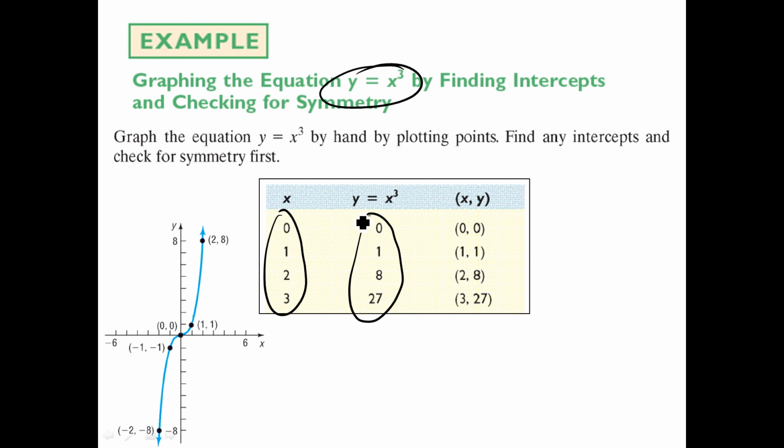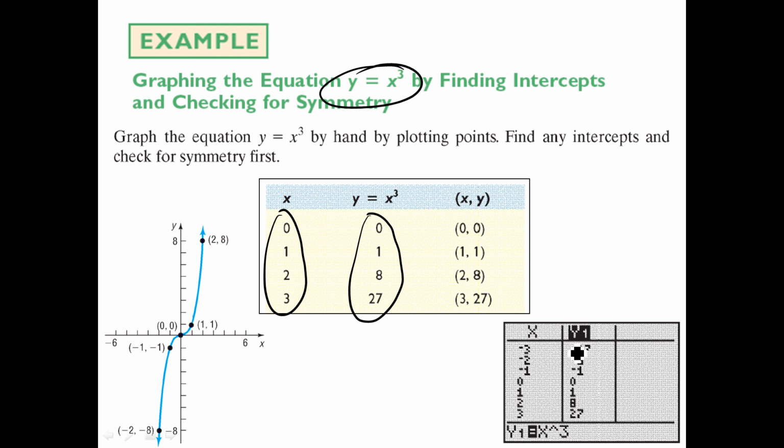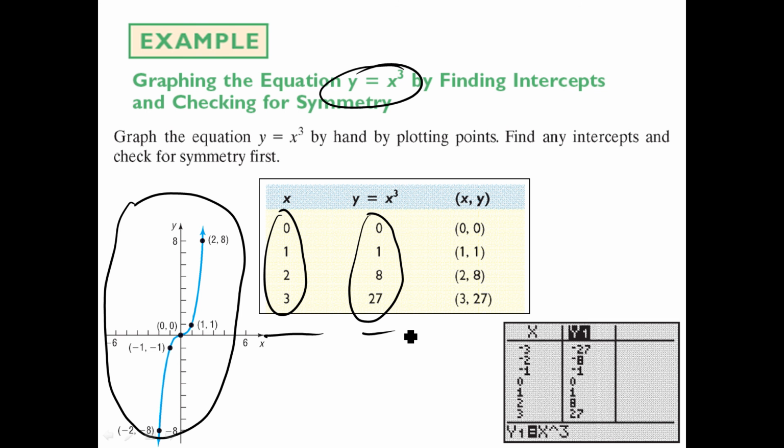If you go ahead and plot this for -3 all the way to +3, you'll get these values, right? -3 cubed is -27, and the graph will look like this. Okay, so you need to know the general shape of y equals x cubed, and you need to know the values that go with it. Have those in your notes. We're going to use them in the future.